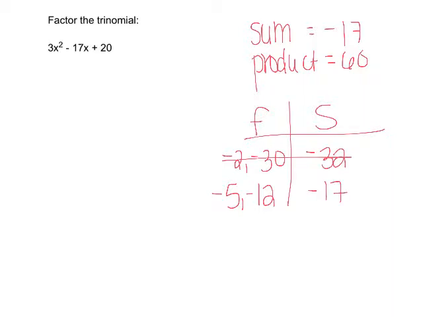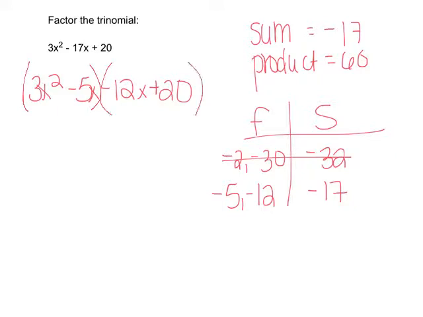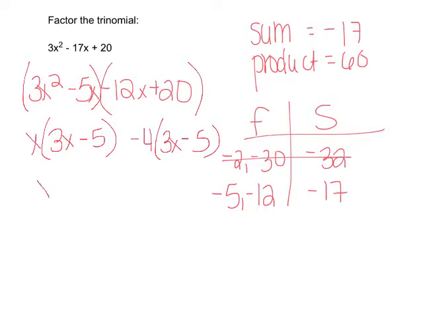So I can rewrite my trinomial to say 3x squared minus 5x minus 12x plus 20. Using my grouping method, I'm going to have x times 3x minus 5, and then I'm going to factor out a -4, and that way I can have a positive 3x minus 5. And now both of my insides match, so I have x minus 4 times 3x minus 5.